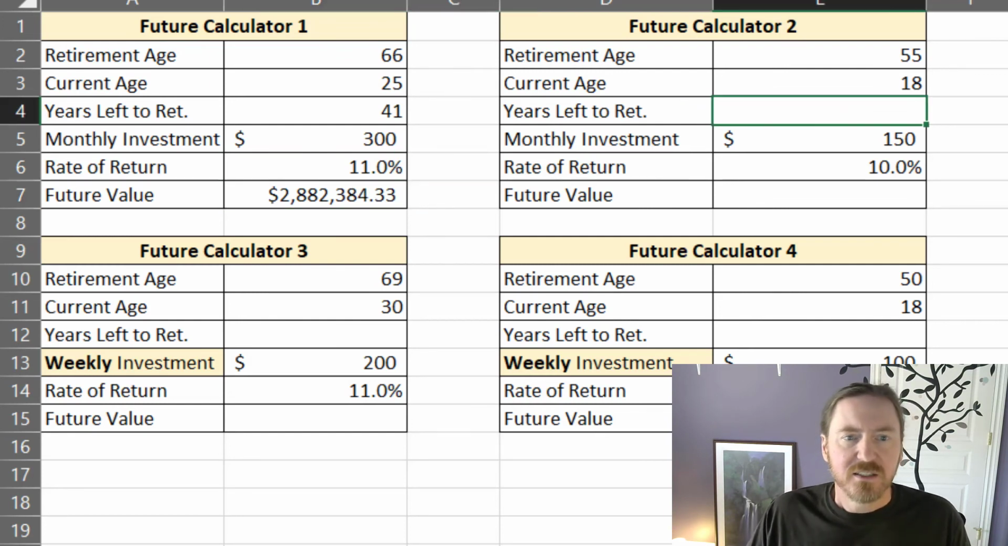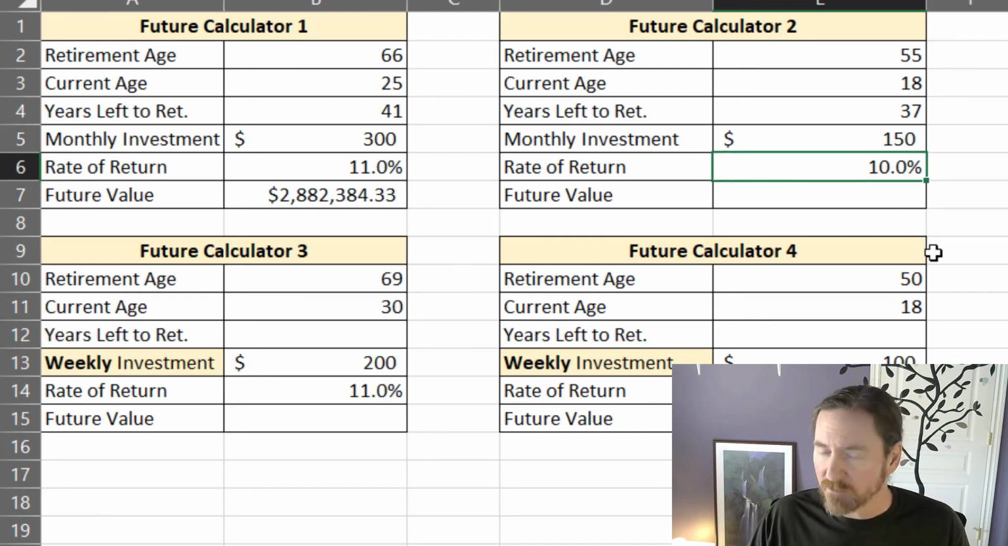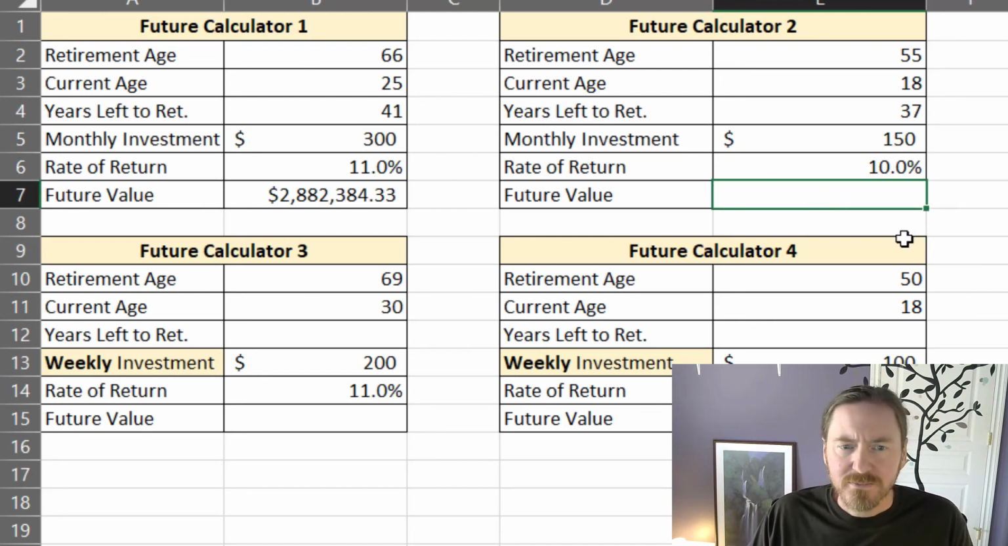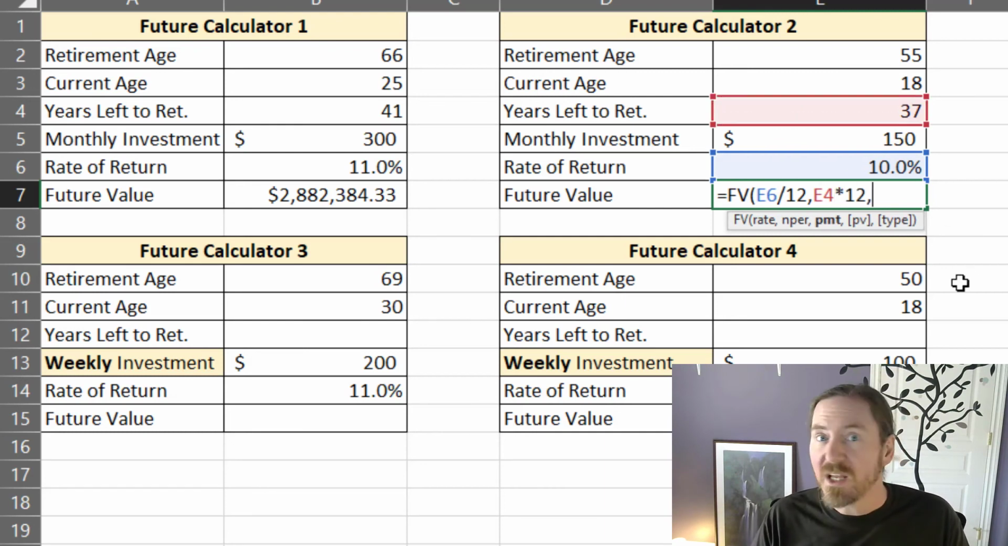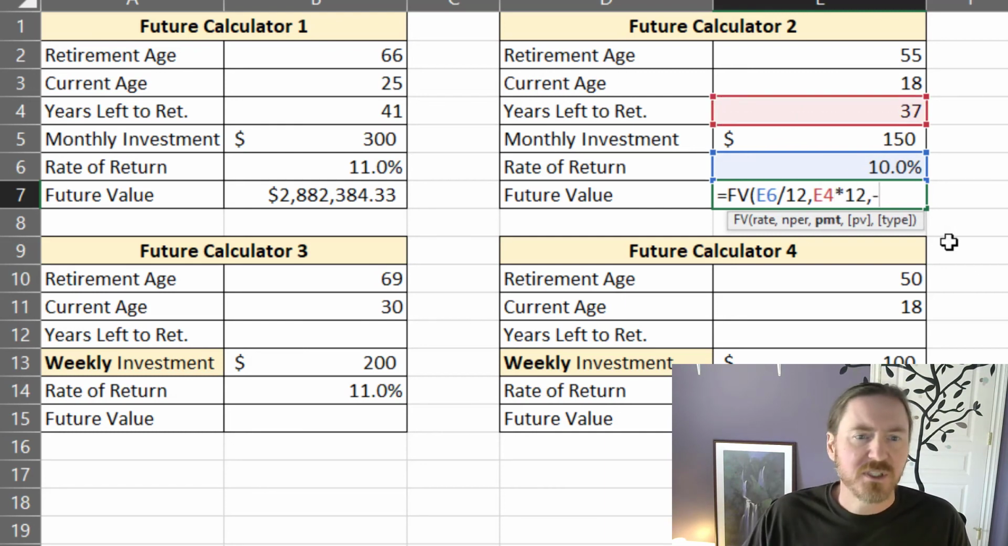Let's try it again. Calculator 2 equals retirement age is only 55 minus the current age of 18. Looks good. They have a 37-year time horizon. They're going to invest $150 a month. They're expecting a 10% rate of return, a little more conservative value there. Future value equals FV parentheses, the rate, again, annual rate, divided by 12 to get into the monthly terms. Number of periods is going to be the number of years left, times 12, monthly terms, comma, negative version of that monthly investment. Money that you pay out leaves you. It's a negative. Money you receive at the end is a positive.